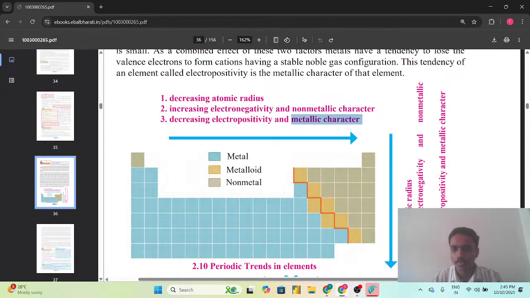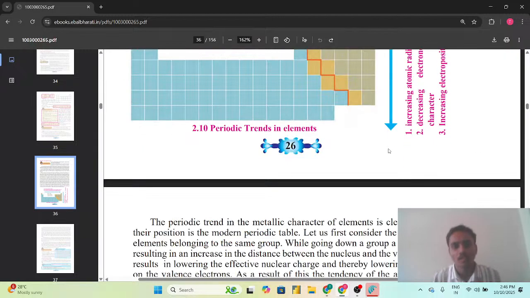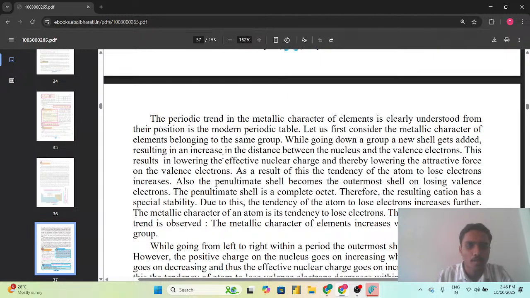So along the group, let us also see: increasing atomic radius. Down the group, atomic radius will go on increasing, electronegativity decreasing, non-metallic character decreasing. Here all are metals, so electropositivity will increase and metallic character will keep increasing, electronegativity will keep decreasing and non-metallic character will also decrease. So these are all the trends. Let us look at them in more detail.